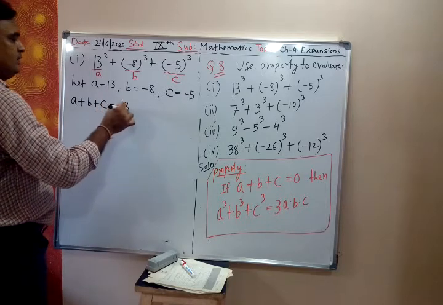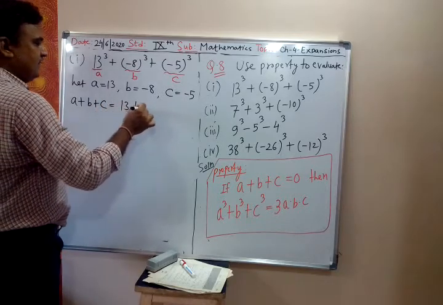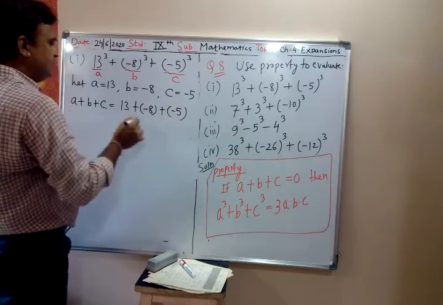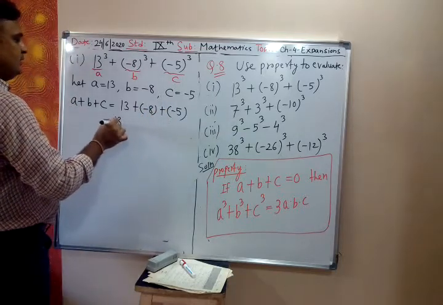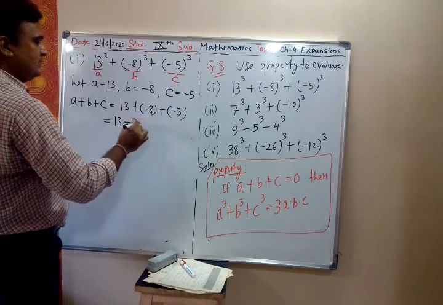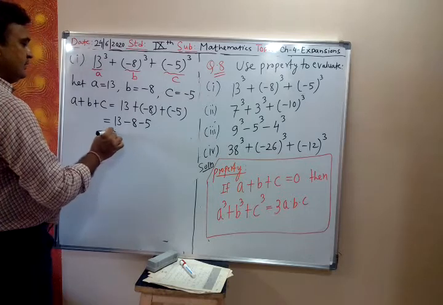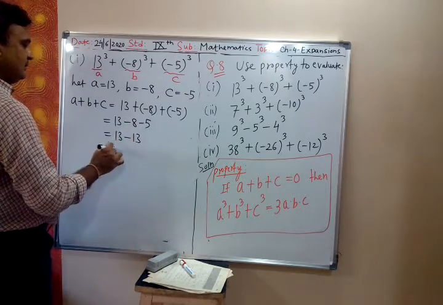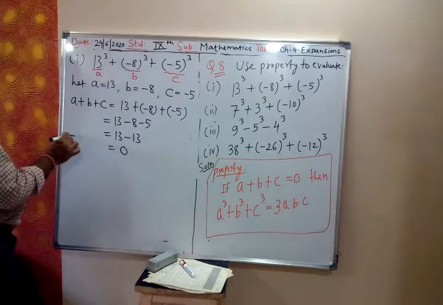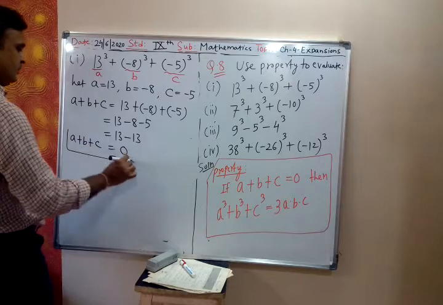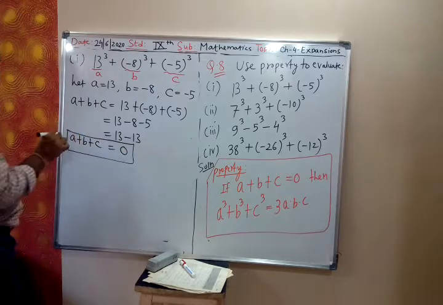A is 13, plus B is minus 8, plus C is minus 5. A plus B plus C is 13 plus minus 8 plus minus 5. So 13 minus 8 minus 5 is minus 13. 13 minus 13 is 0. So we get A plus B plus C is 0.